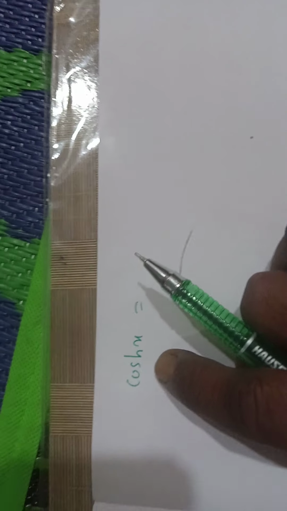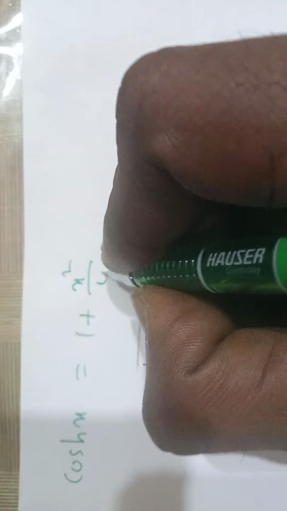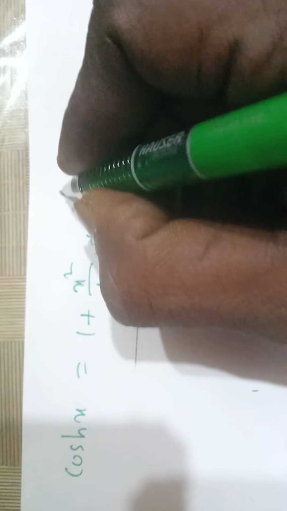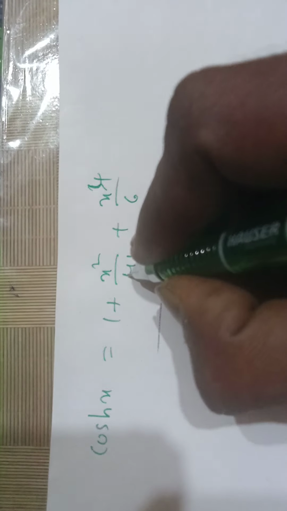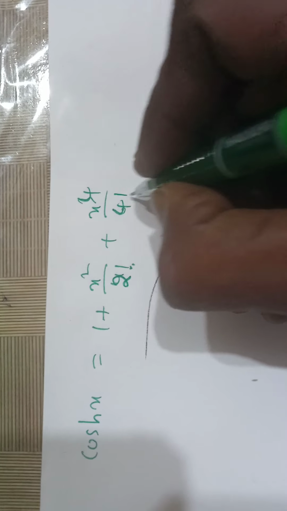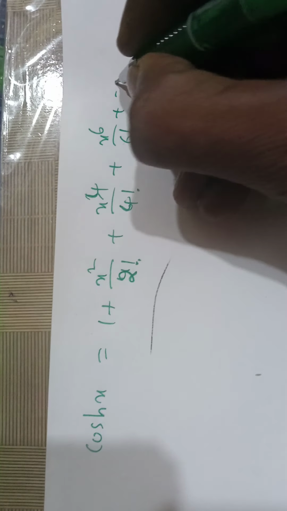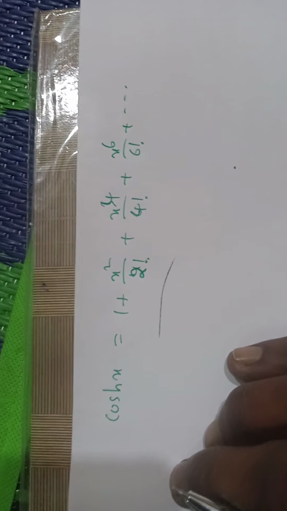So we can write its series here like 1 plus x square by 2 factorial plus x power 4 by 4 factorial plus x power 6 by 6 factorial. Okay, now this is the series of cos hx.